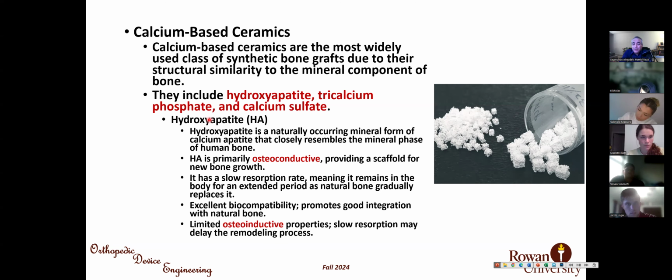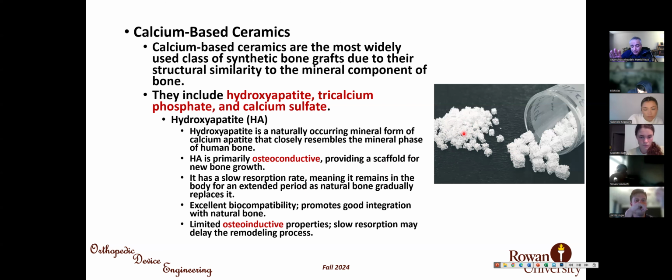Wherever we have a defect, we can use those crystals, as you see, like small or large cubes, and put it in the defect. It is osteoconductive. It has a little osteoinductive property, and it is slowly resorbed and replaced by creeping substitution.